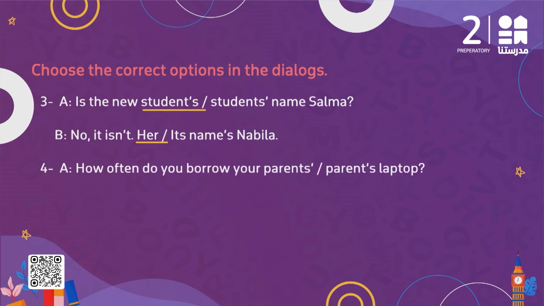How often do you borrow your parents' or parents' laptop? So which one am I using? Parents here is a plural noun. It already ends in S. Do I need to put the apostrophe before the S or after the S? After the S, because it's a plural noun. It's not singular anymore here. So how often do you borrow your parents' laptop? I only borrow it or borrow them on the weekend. So am I borrowing the laptop or my parents? I'm borrowing the laptop. So I refer to the laptop with it. It's a thing. So I only borrow it on weekends.